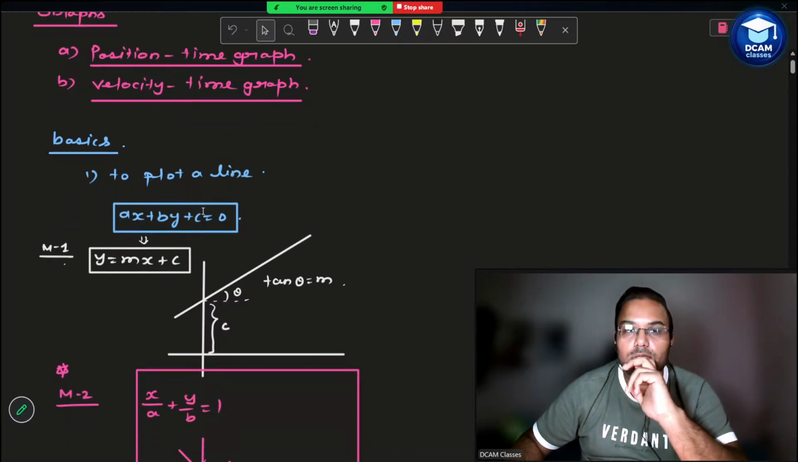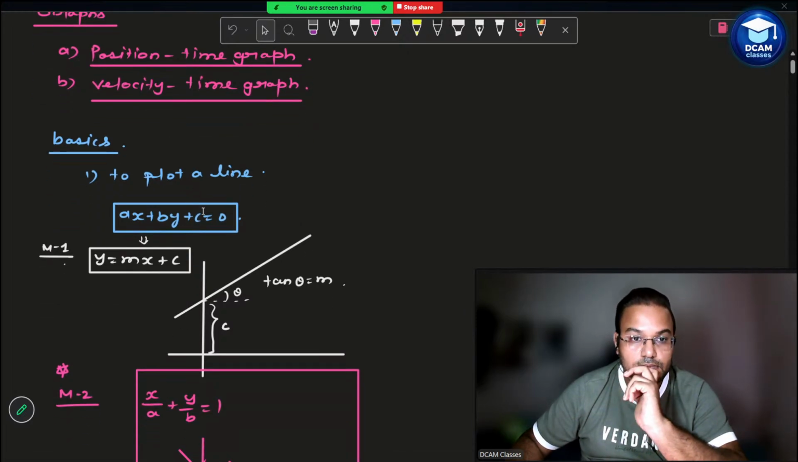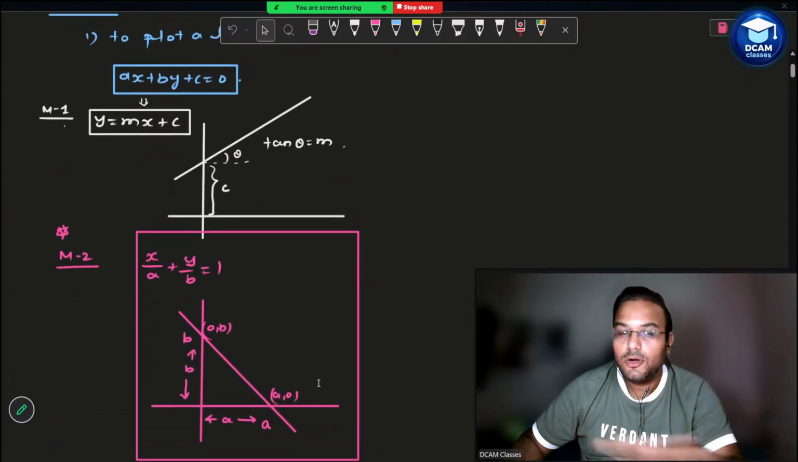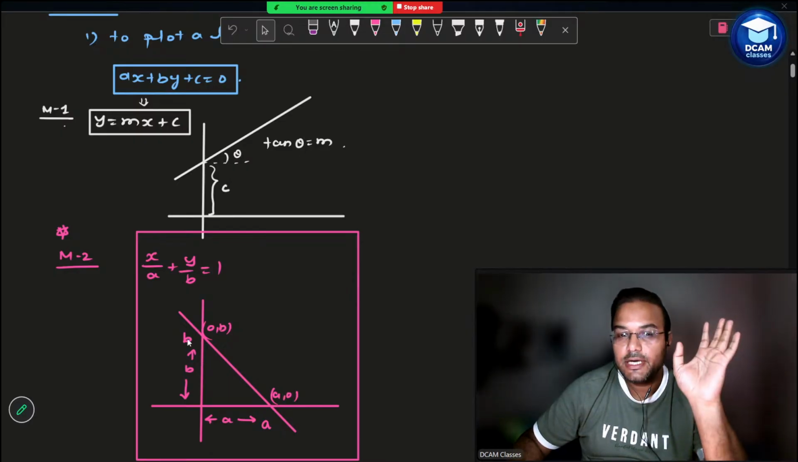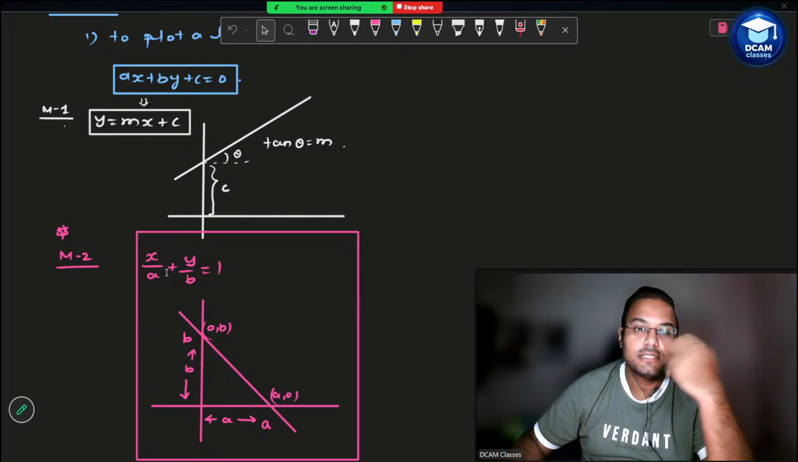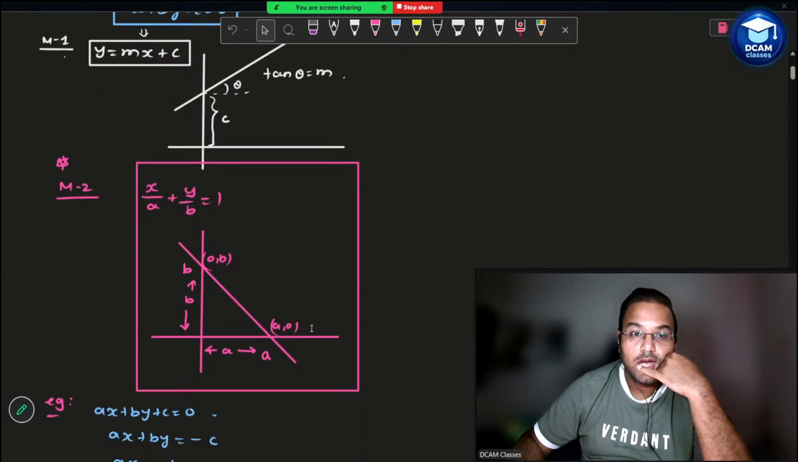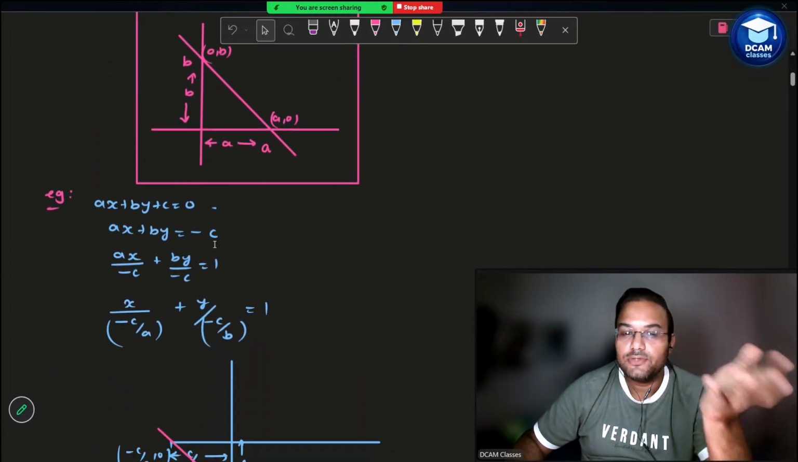When we talk about the position time graph, you can actually plot any graph of any kind of straight line using this equation. You already know it. In the last class, yesterday, I think, we have done this two intercept form, no? Yes. The meaning is the distance on the x-intercept is a, and on the y-axis it is b. So using this, you can actually plot any line.